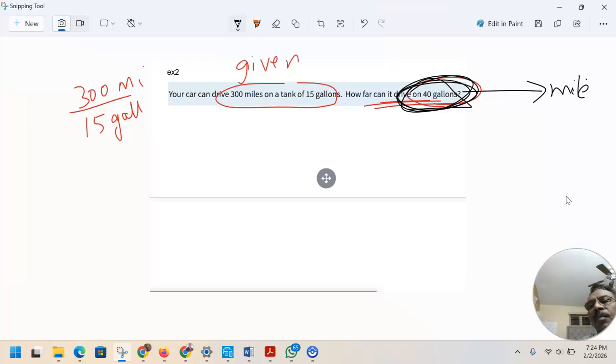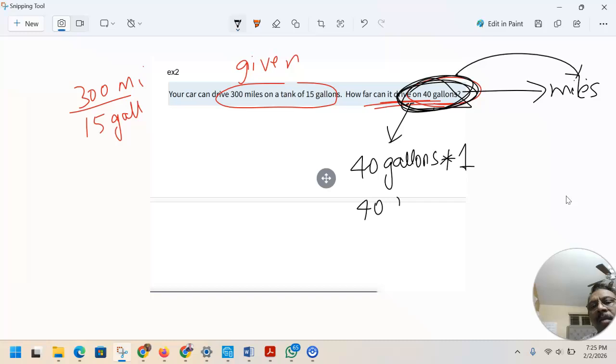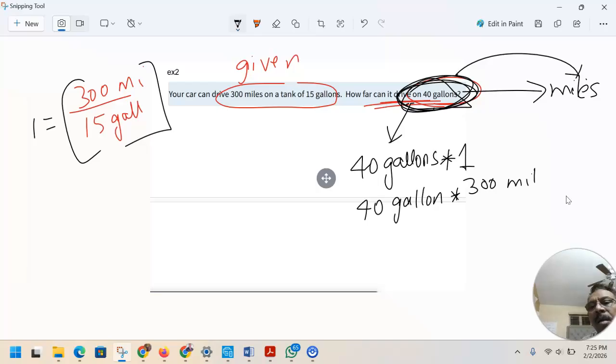You're converting from gallons to miles. So what we do in this case is you start with the dimensional analysis. You start with this, so we'll write 40 gallons. And this 40 gallons is the same as multiplying by 1. But instead of 1, we use the rate. This is the rate. See? So this is actually like 1. So that becomes 300 miles, divided by 15 gallons.